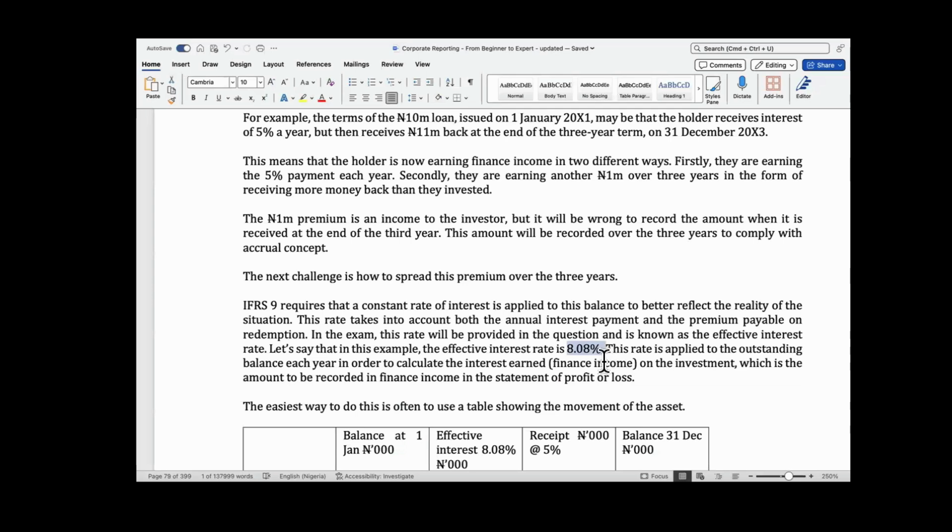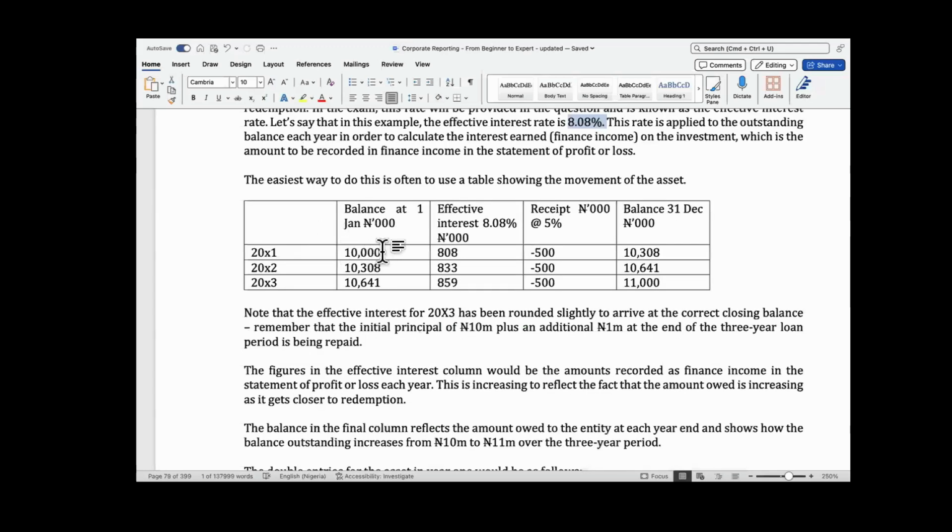So using that question, it's easier to do it in a table. In year one, remember, we invested 10 million. So our effective interest rate, our income, is now 8.08%, and it's 8.08% on the outstanding balance. It's always applied on the outstanding balance. So we have 808.